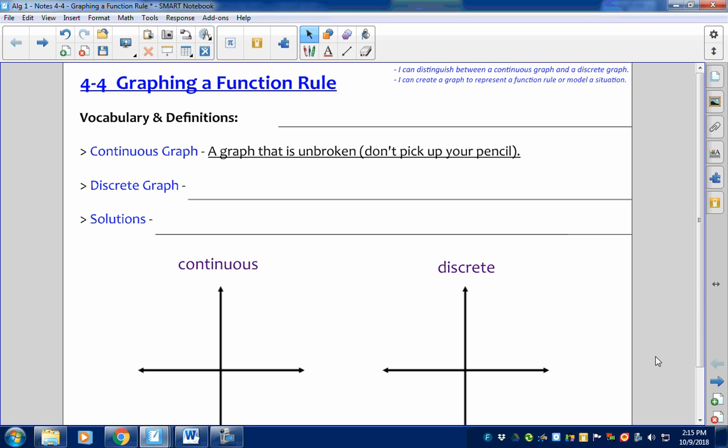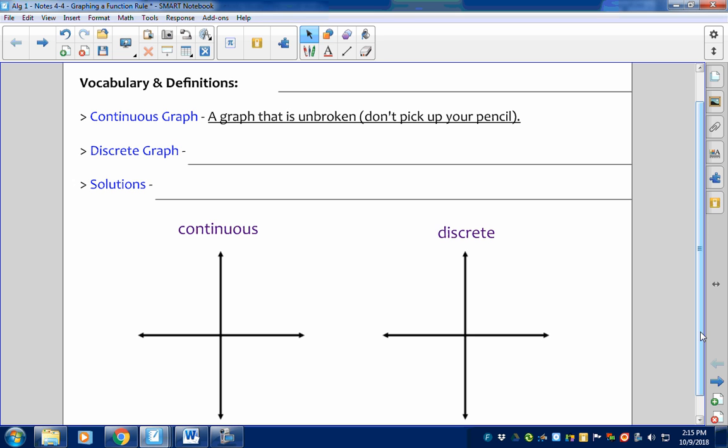So a continuous graph is a graph that is unbroken. Here's what I mean by you don't pick up your pencil. If you start down here and you start drawing some curve, you just always stay in contact with the paper, pencil to paper.